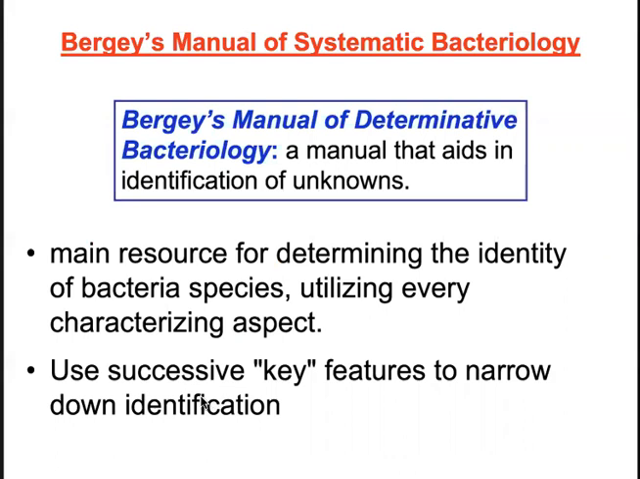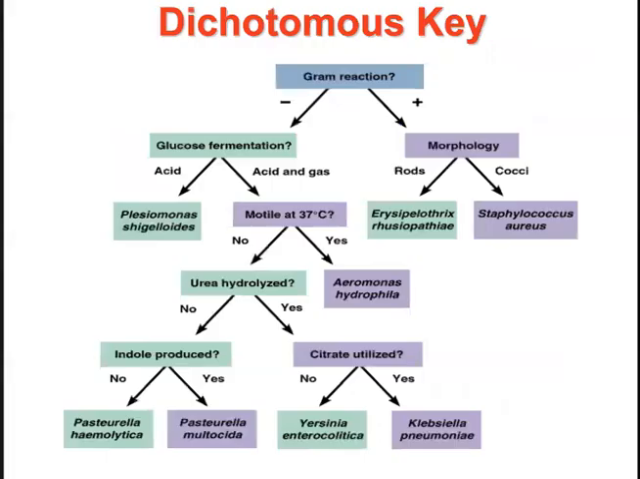We have the dichotomous key to narrow down identification. So, what is the dichotomous key? This is a process that would help us identify the organism present in the patient's specimen. So, gram reaction: is it gram negative or gram positive? If it is gram positive, purple colored, check the morphology. Are they rods or spherical organisms? If they are rods, they could be this organism.